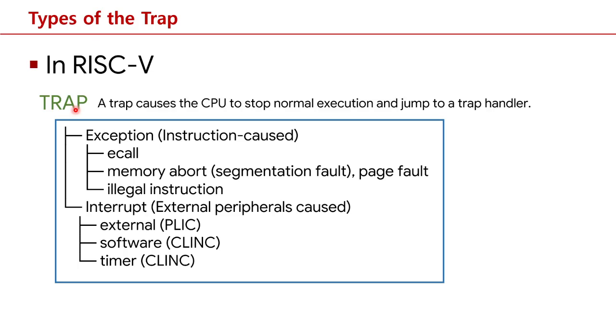A trap happens in RISC-V architecture because of two reasons. The first one is exception and the second one is interrupt. So whenever you think about a trap, I want you to think about the two possible reasons. The first one is exception and the second one is interrupt.